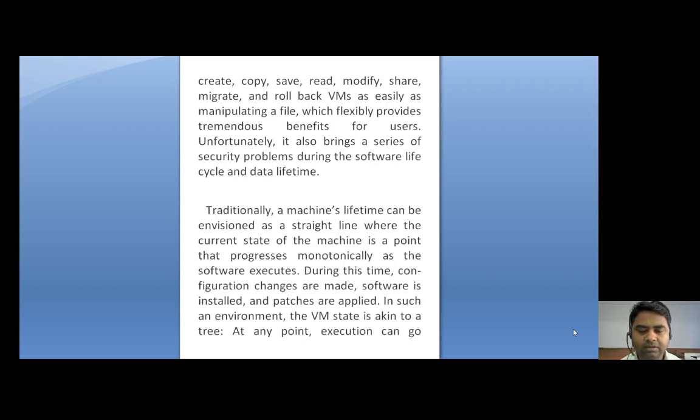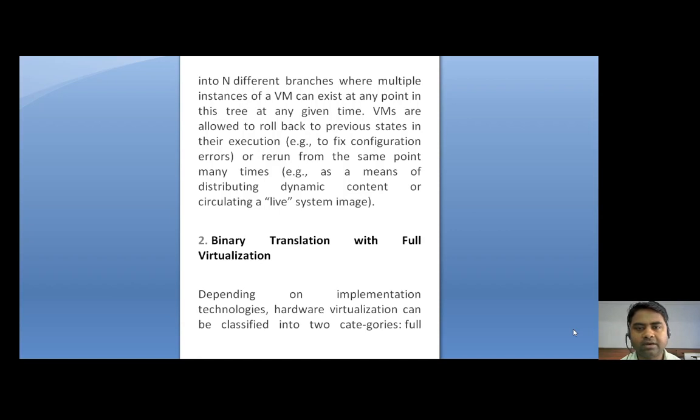In such an environment, the virtual machine state is akin to a tree. At any point, executions can go into different branches, where multiple instances of a virtual machine can exist at any point in this tree at any given time. Virtual machines are allowed to roll back to previous states in their executions, for example, to fix a configuration error or return to the same point many times, as a means of distribution, dynamic content control, or circulating live system images.